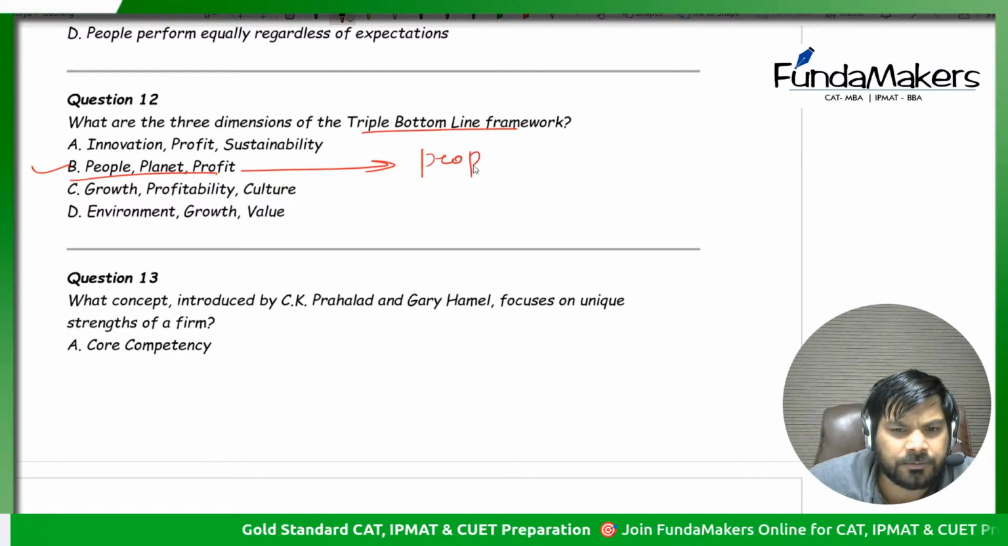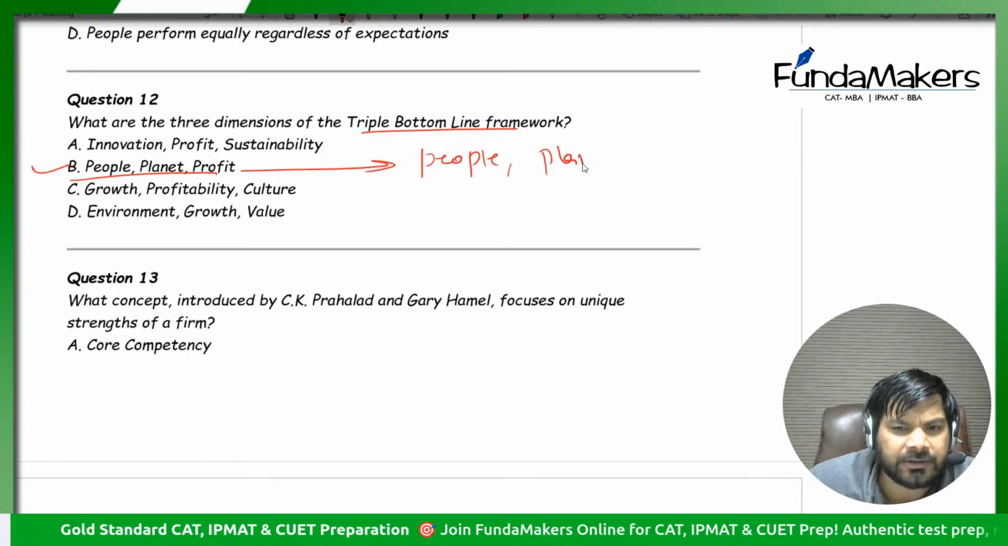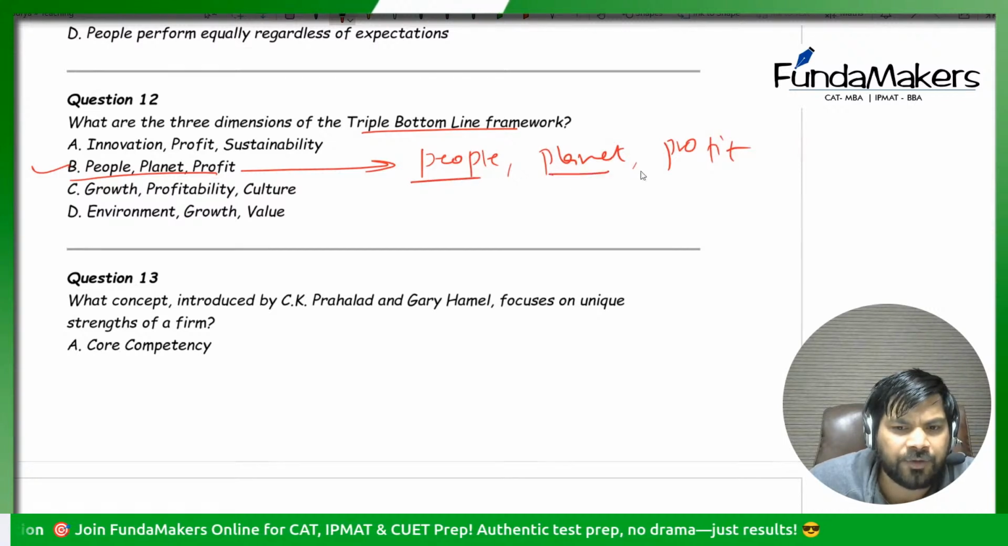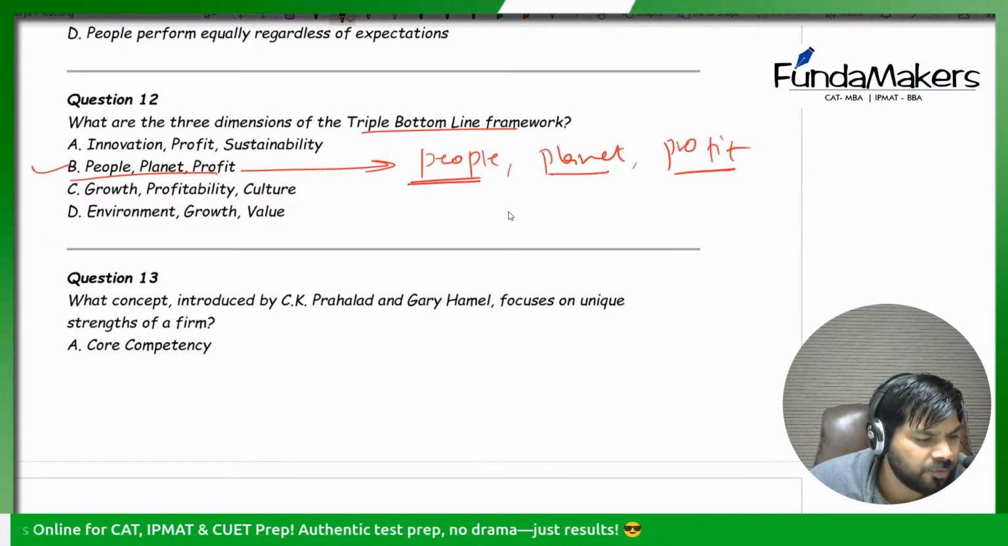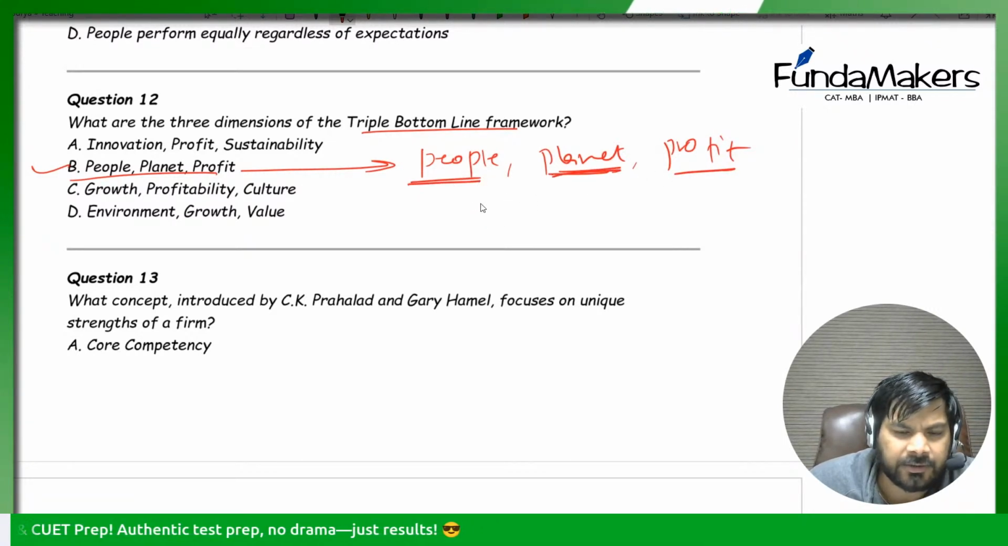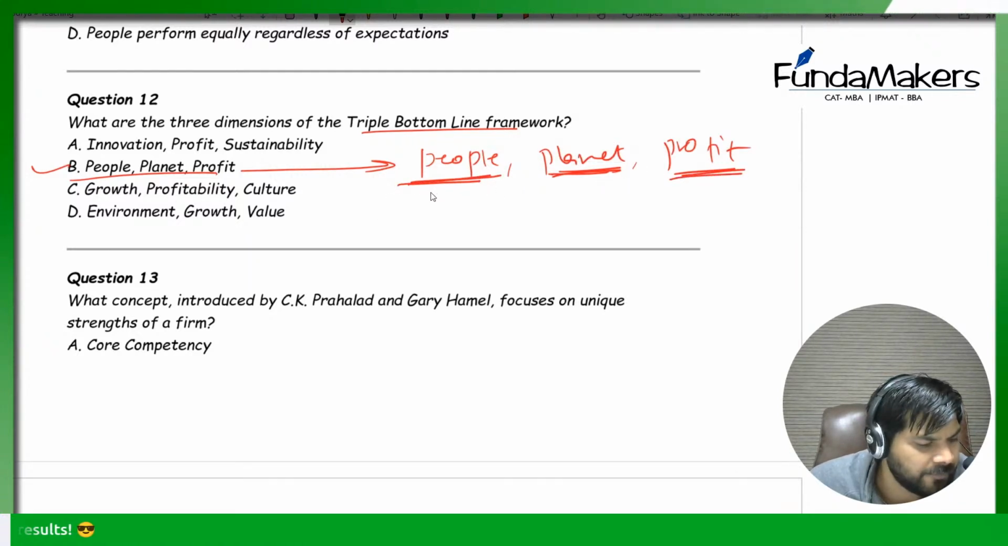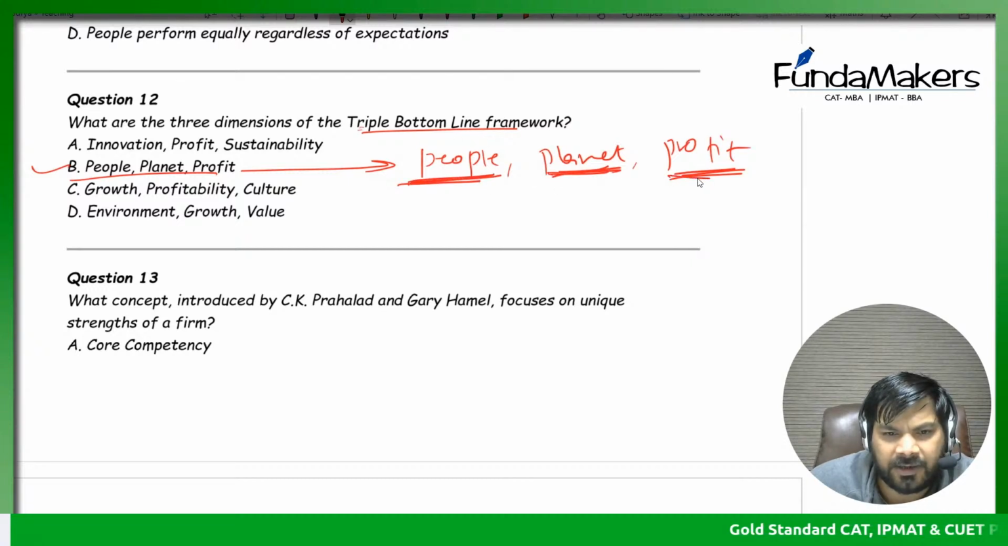So basically triple bottom line framework is people, planet, profit. Care for the people, care for the planet, and care for the profit. You should not be losing any, right? Your business should be environment friendly, planet. It should be people friendly, people. It should be profit friendly. It should save on profits, right? So the triple bottom line framework basically works on people, planet, and profit.